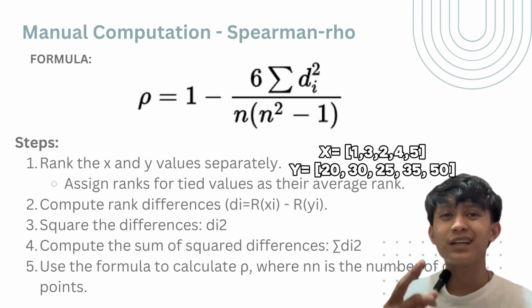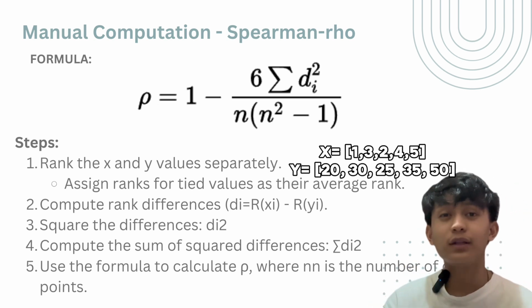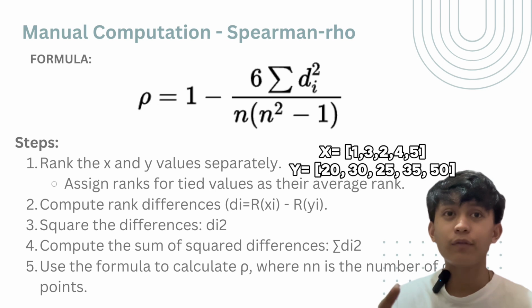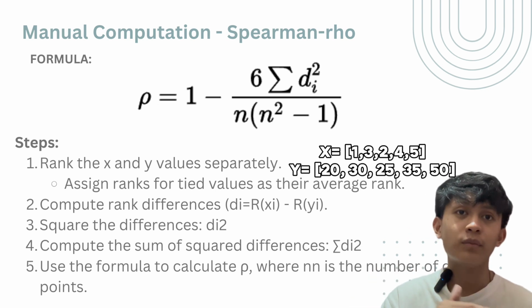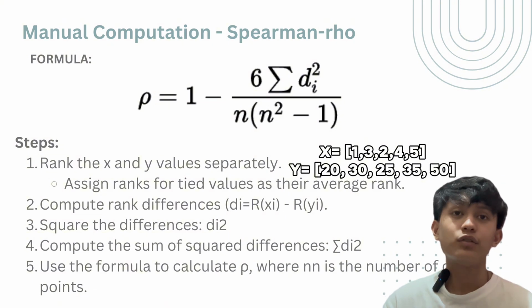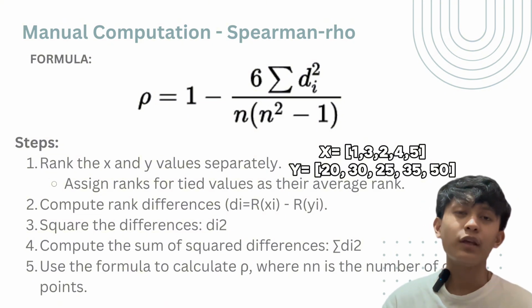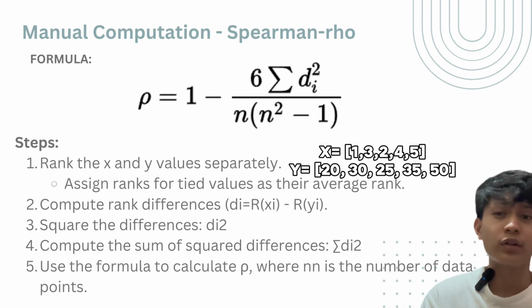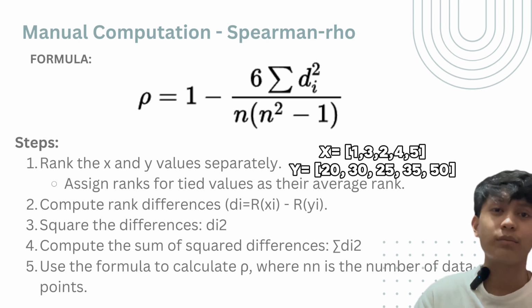Rank both x and y values. Assign average ranks for ties if needed. Compute the rank differences by subtracting the rank of y from the rank of x. Square the rank differences and then sum the squared rank differences. Use this formula to calculate the rho. Here, n is the number of data points. A rho value close to 1 or negative 1 indicates a strong monotonic relationship, while a value close to 0 indicates no relationship.